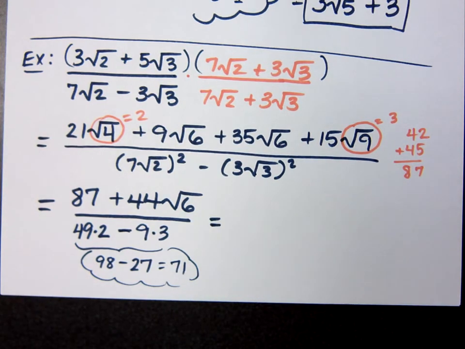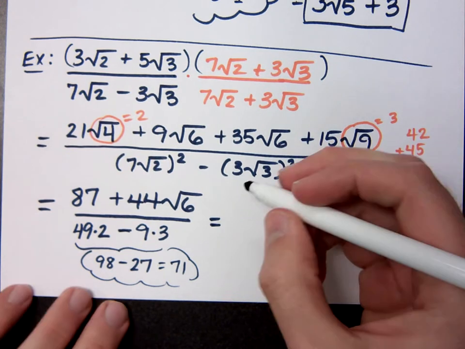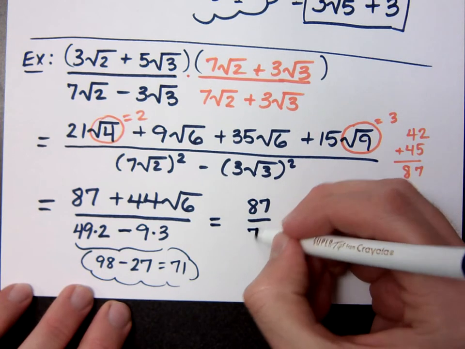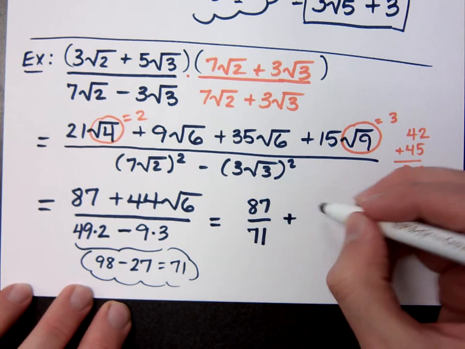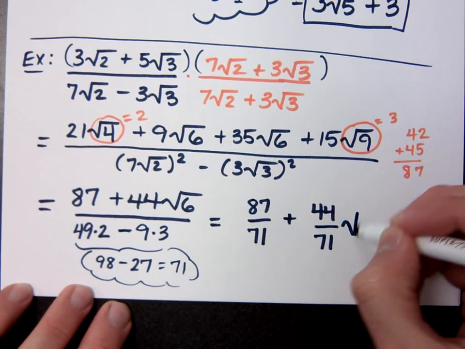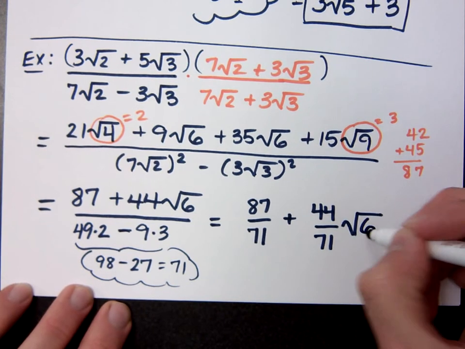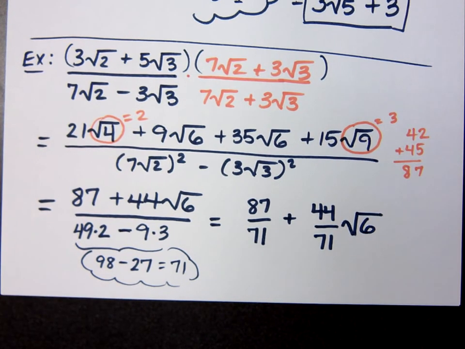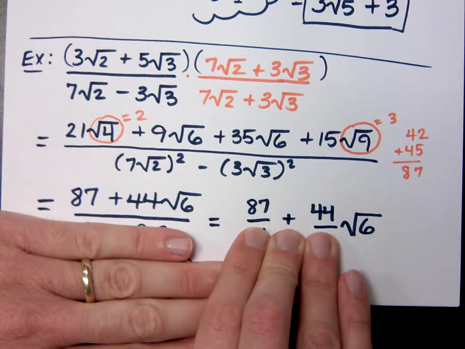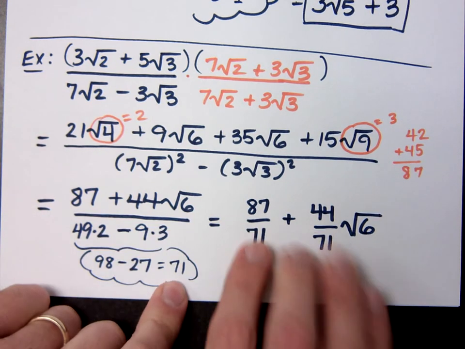Now what I'm going to do is I'm going to separate these guys just like I've been doing, because when we get to the very end of this chapter, we have to separate when we do division. So this is going to give me 87 over what? What was my denominator? 71. Plus I've got 44 over 71 square roots of 6. Because think about this. This is what we have right here, right? Isn't that still 87 plus 44 square roots of 6? But it was all over 71. So each of these guys is over 71.